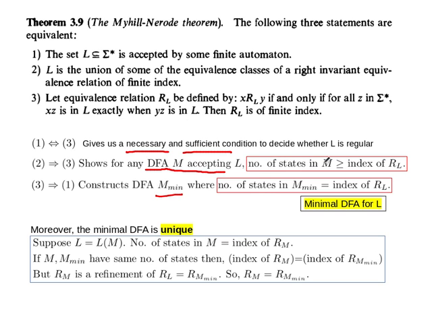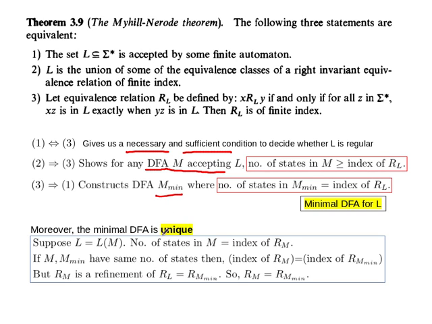So that means whatever we constructed here contains the minimum number of states. Any DFA M that you construct which accepts L can't have fewer states than this M min, right? So this M min is a minimal DFA. You can't get a DFA with fewer states. Moreover, this minimal DFA is unique.